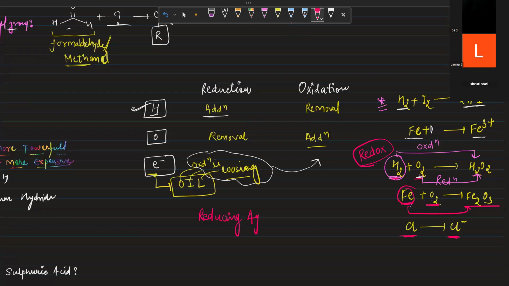Great. Then two terms come up, that is reducing agent and oxidizing agent. Okay. So what will reducing agent and oxidizing agent do? Oxidizing agent and reducing agent, they are basically agents. A reducing agent reduces any other compound, and oxidizes itself.